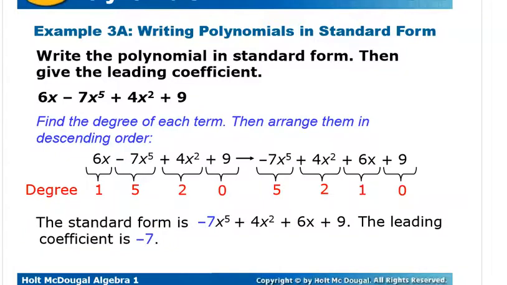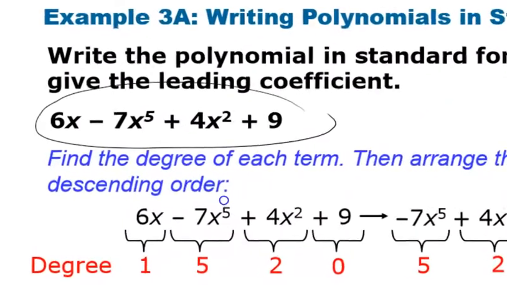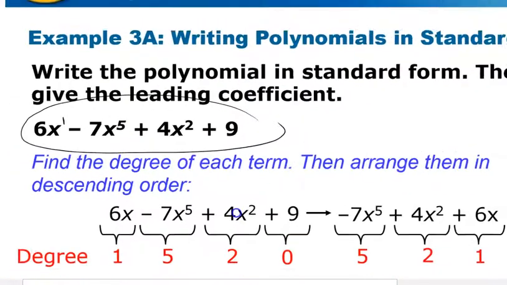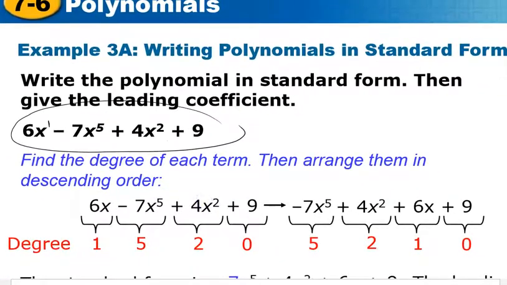So looking at this, and let's just look at the original. What is the biggest degree on this entire thing? Well, this has a degree of 1, this has a degree of 5, a 2, and a 0. The 5. So when we're writing this in standard form, we want to start with the biggest. So we're going to write negative 7x to the 5th, because that's the part with the biggest degree. Okay, so we took care of him.